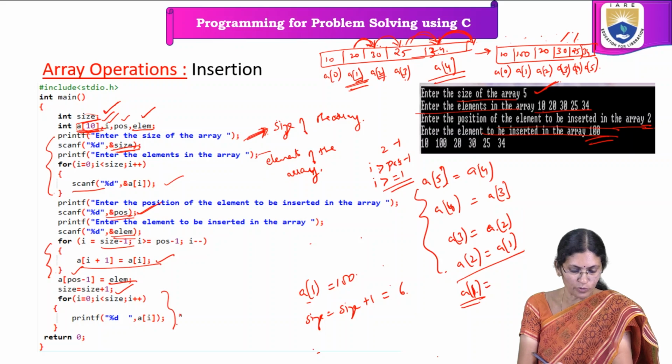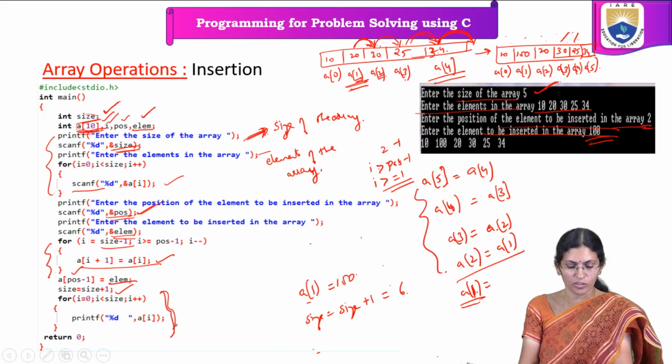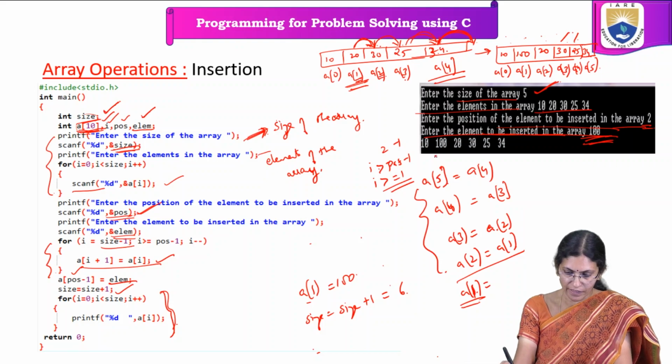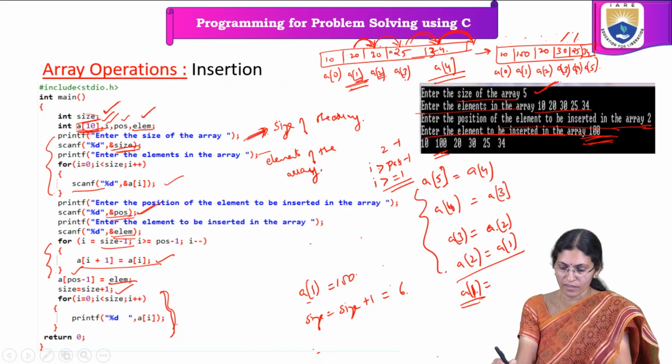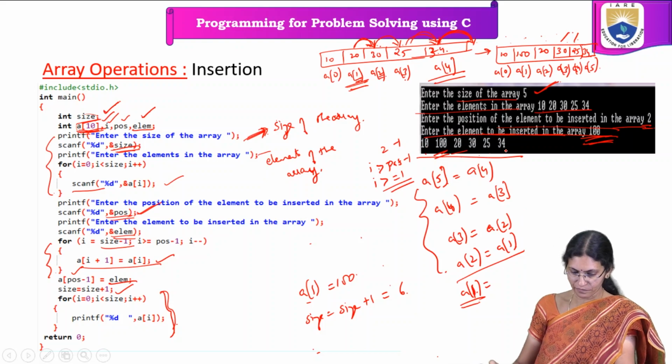Now this is the loop to print the array elements after the insertion operation. So enter the element to be inserted. The element to be inserted is 100. So at the second position 100 is inserted, and then all the elements have been shifted. So this will be the output of this program: 10, 100, 20, 30, 25 and 34.